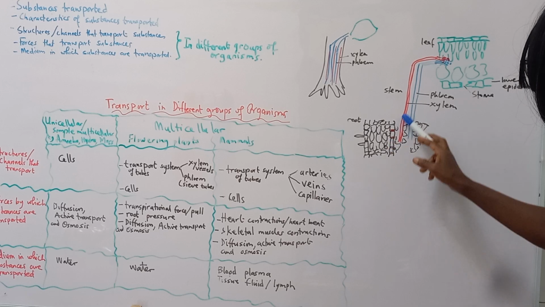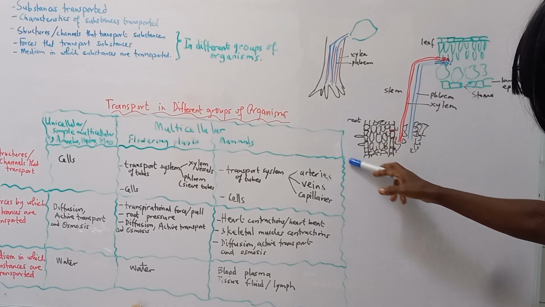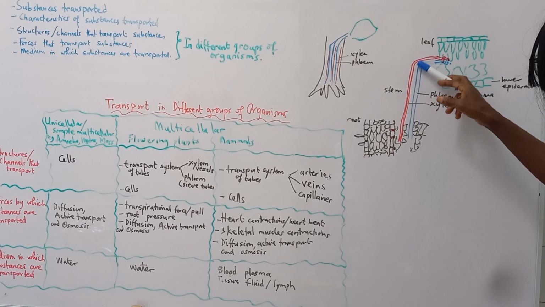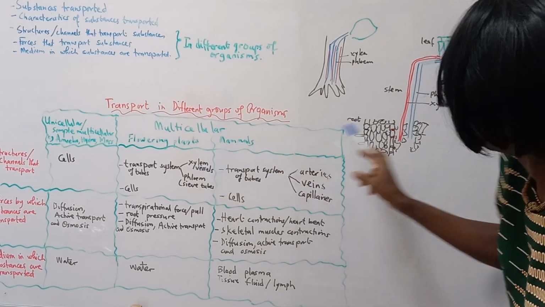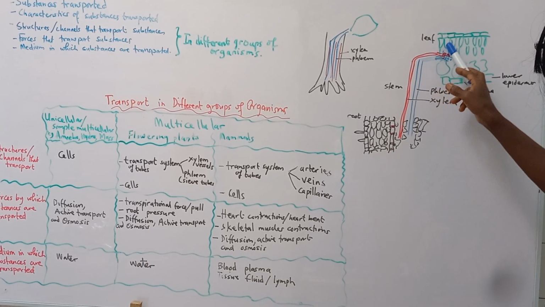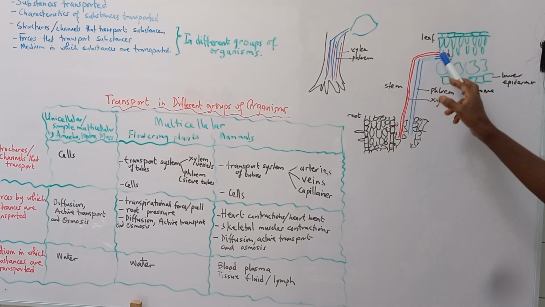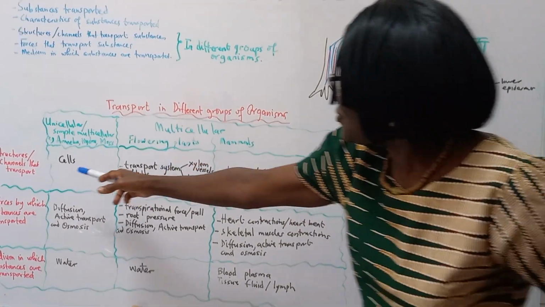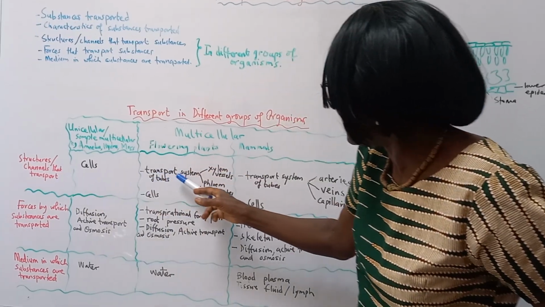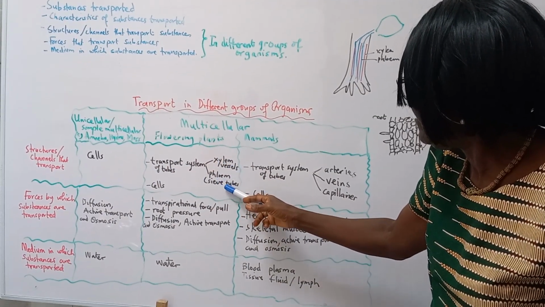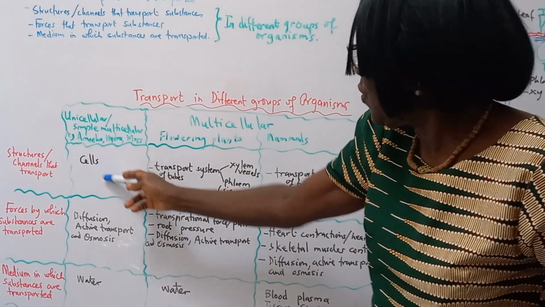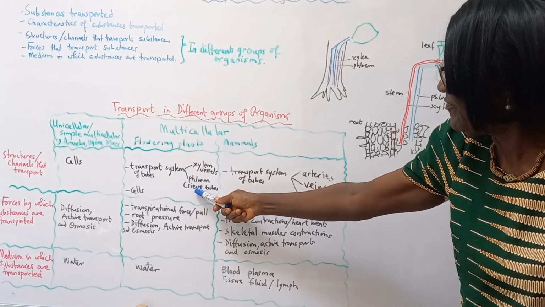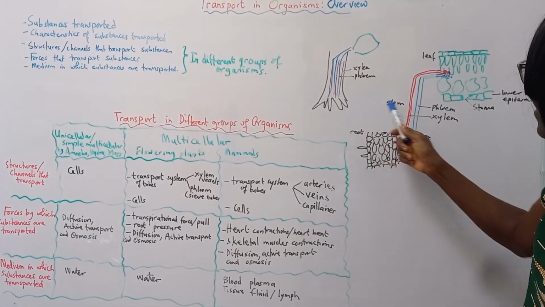We have the root, we have the stem, we have the leaf. In the root, the cells absorb water and mineral salts and carry them fast to the xylem vessels, which are the tube transport system, and then get the substances to the cells of the stem and the cells of the leaves. So in flowering plants, the structures or channels that transport substances are xylem vessels, phloem sieve tubes, and cells. Cells alone cannot do the transport fast enough to support the life of flowering plants.